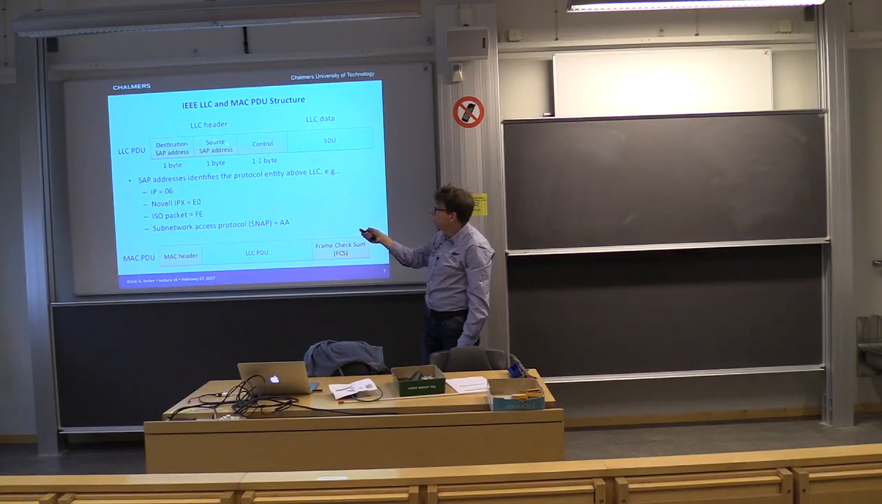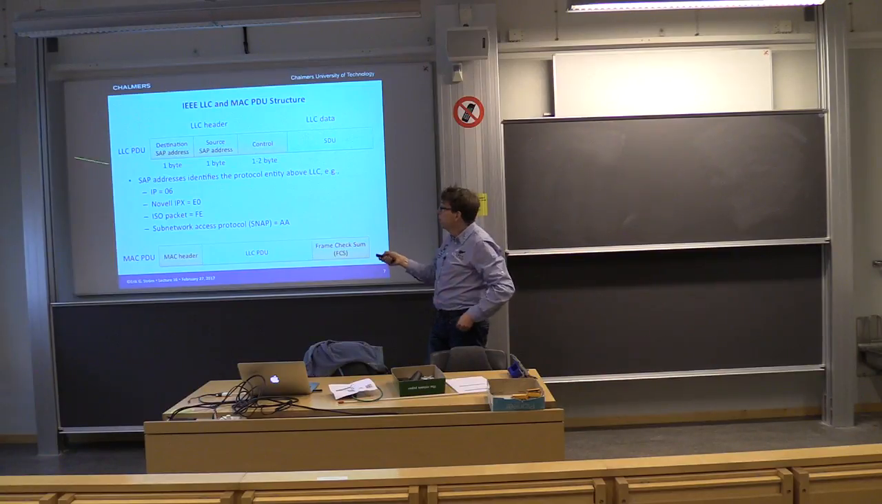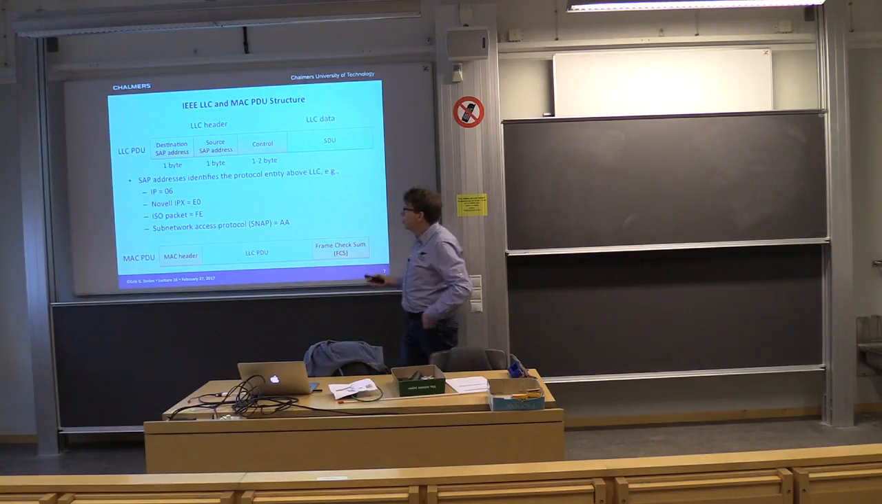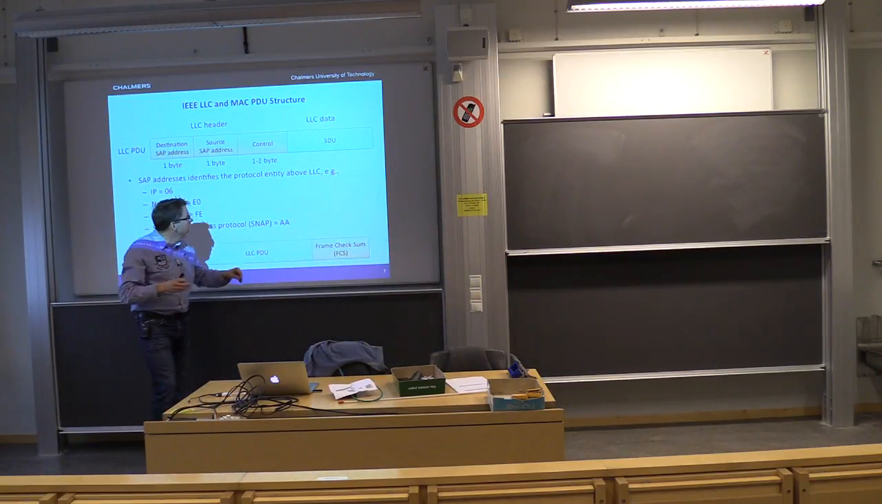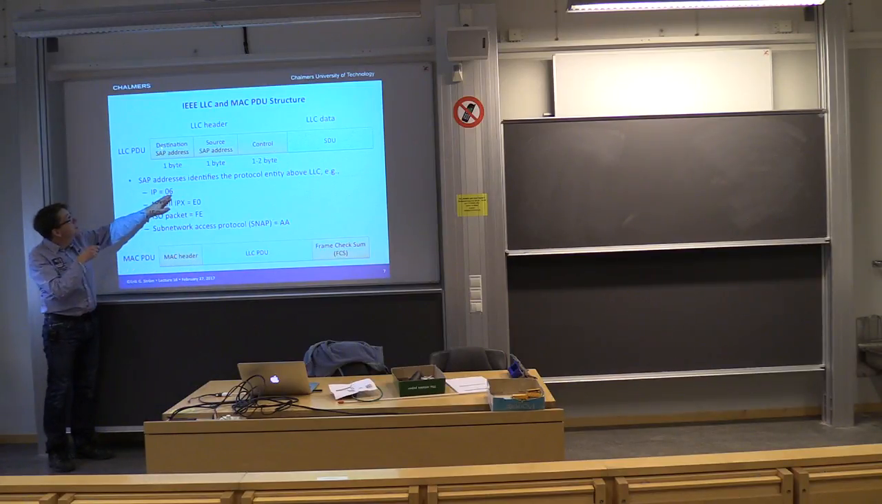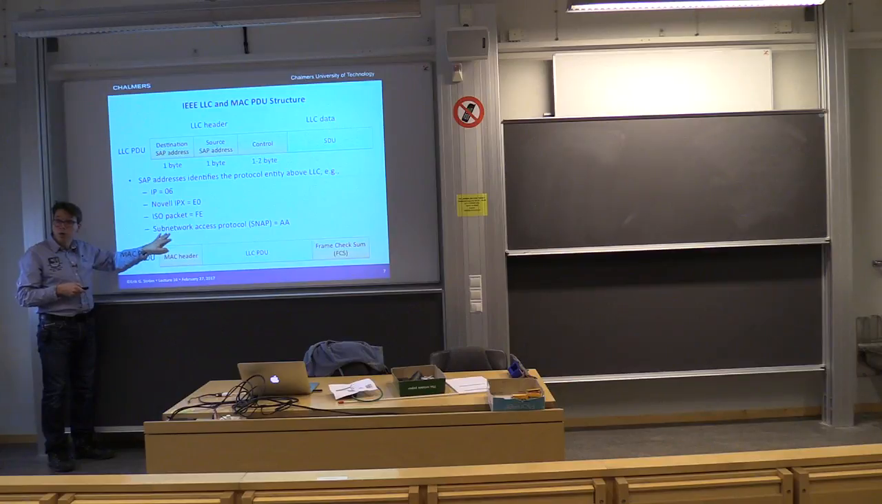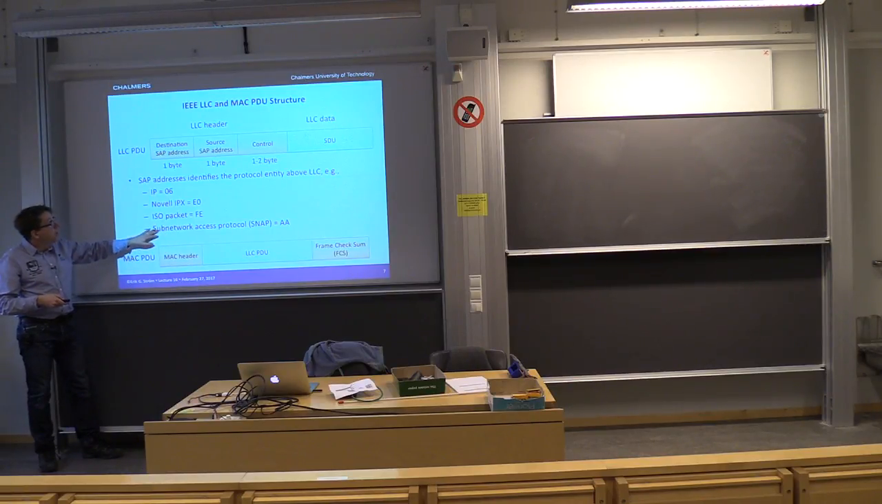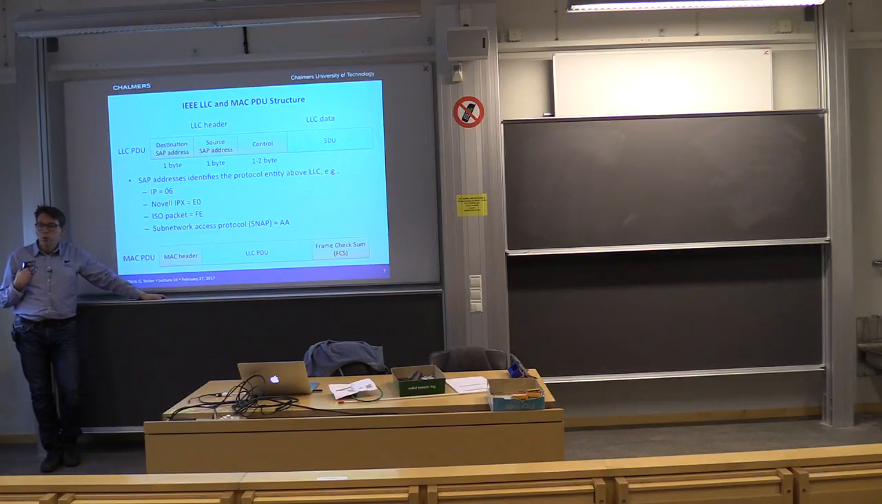And the SAP addresses here, service access point addresses, identify the protocols which are on top of LLC. Okay, so if LLC gets an IP packet, then the source address is 06. Typically it goes to an IP entity at the other end, and then it will be 06 here also. Okay. Or there is a bunch of other protocols here. At the moment, so if we have one byte here, how many protocols can we support above?